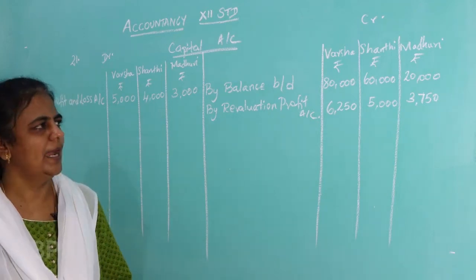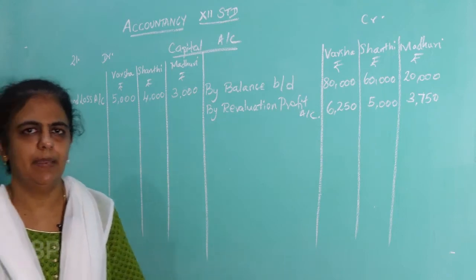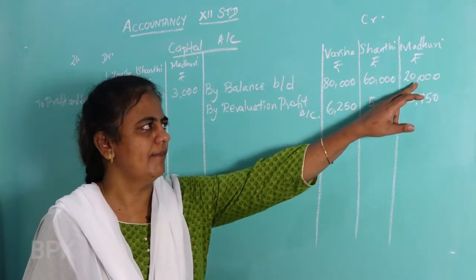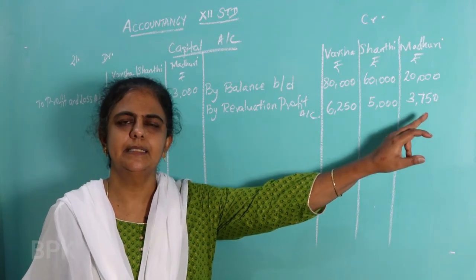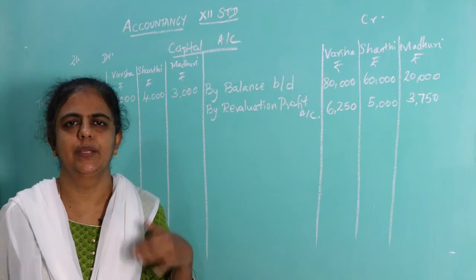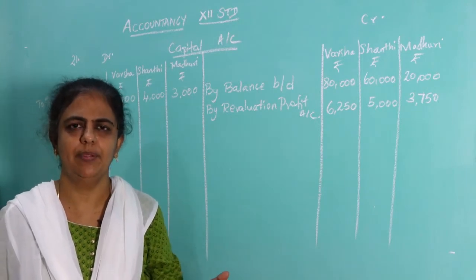Then anything else is there? That's all. Now what you have to do, who is the deceased partner? The partner who has died, that is after the death of Madhuri. Okay. So the Madhuri is the deceased partner. Is the deceased partner paid off? No, she's not paid. So when she's not paid, what you have to do?